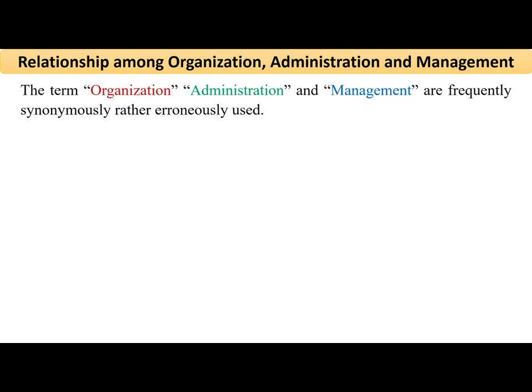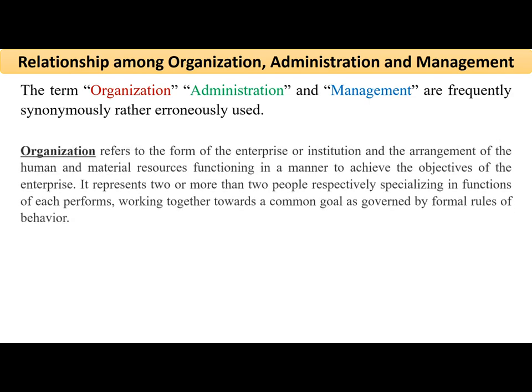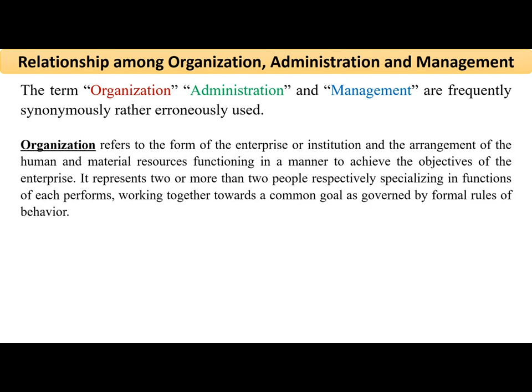What is the relationship among organization, administration, and management? Mostly students face confusion among these three terms, which are frequently and synonymously, though erroneously, used. First of all, what is organization? Organization refers to the form of enterprise or institution and the arrangement of the human and material resources functioning in a manner to achieve the objectives of the enterprise.